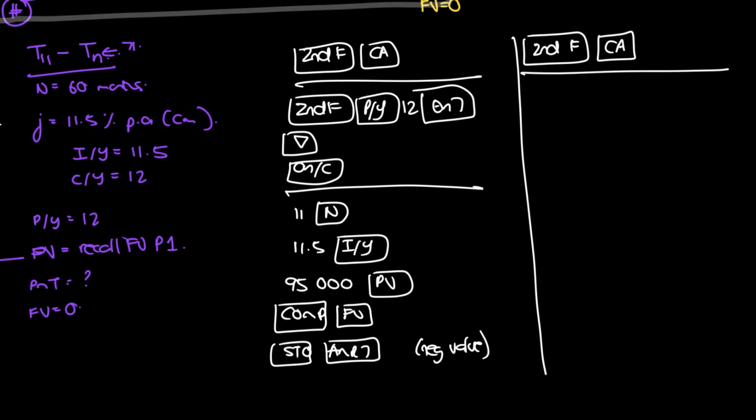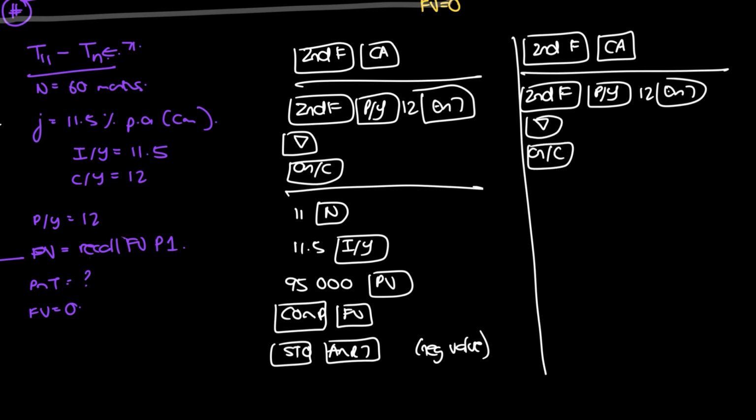Then we're going to put in our compounding periods and our payment periods. It's the same information as what we did for part 1. Because we keep our payments the same, bits of this are going to repeat. So PY, 12 ENT, check our CY. It should be the same because CY is equal to 12 as well.